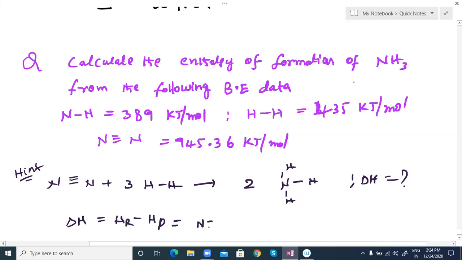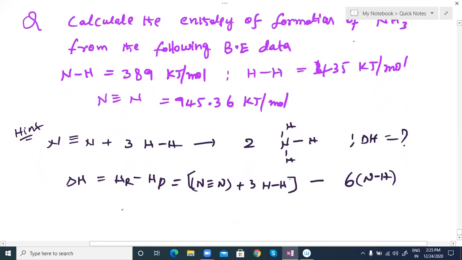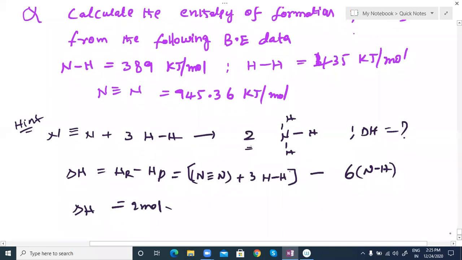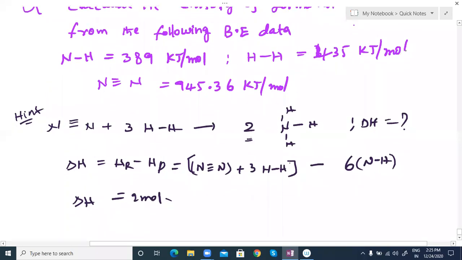So 1 N triple bond N plus 3 H-H, this is the sum, minus 6 N-H bonds. The value we are getting is for 2 moles of ammonia. Whatever delta H we are getting, that value is for 2 moles. But we always need it for 1 mole, so divide by 2. That is the answer.